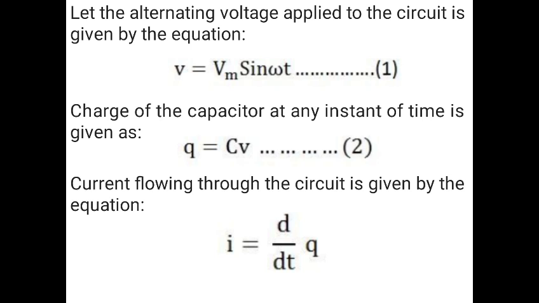Let the alternating voltage applied to the circuit be given by the equation V = Vm sin ωt, and the charge of the capacitor at any instant of time t is given as Q = CV, where V is the voltage applied and C is the capacitance value in farads. Current flowing through the circuit is given by the equation I = dq/dt.